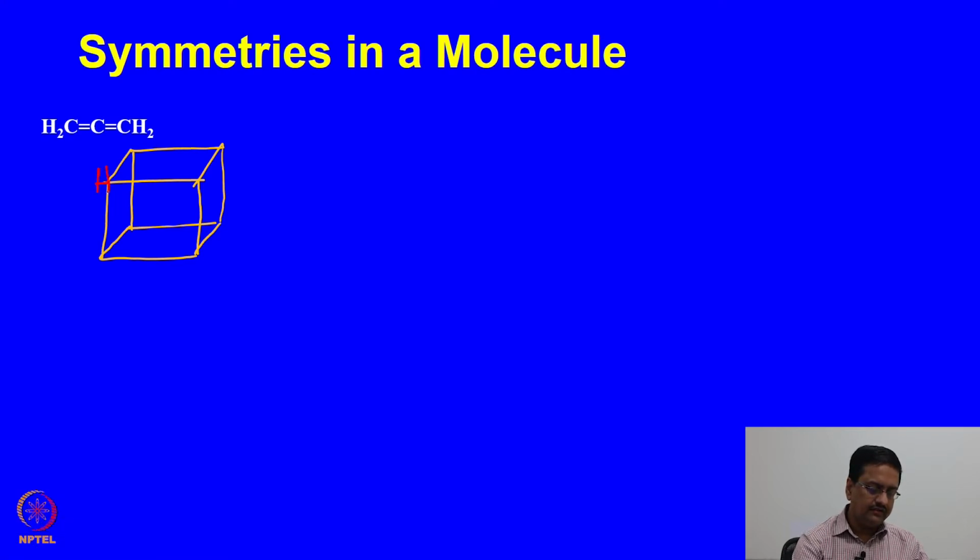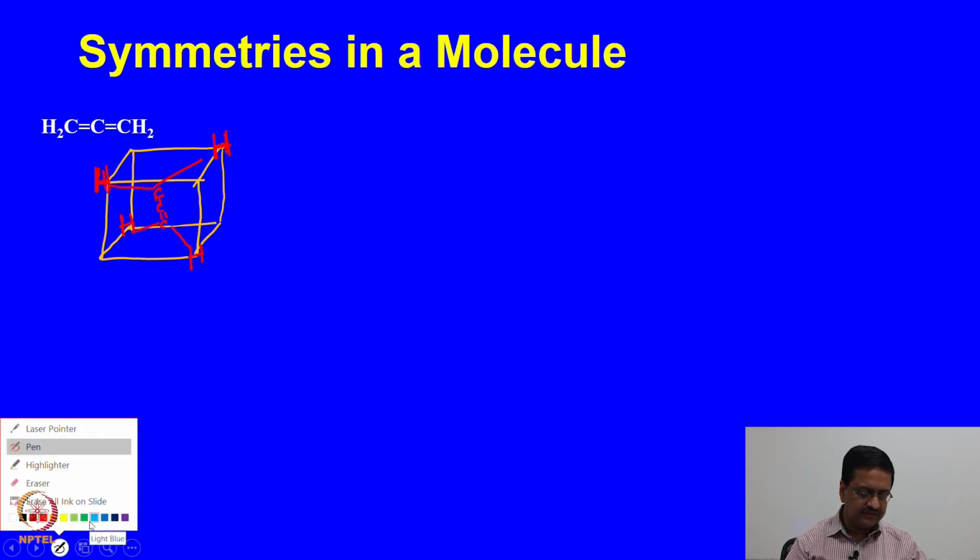I am adding the hydrogens first. These 2 hydrogens are on the upper surface of the cube. Those 2 hydrogens are on the lower surface of the cube, and these hydrogens are connected to carbon atoms. These hydrogens are connected to a carbon atom, and there is a middle carbon in between which is bonded like that.